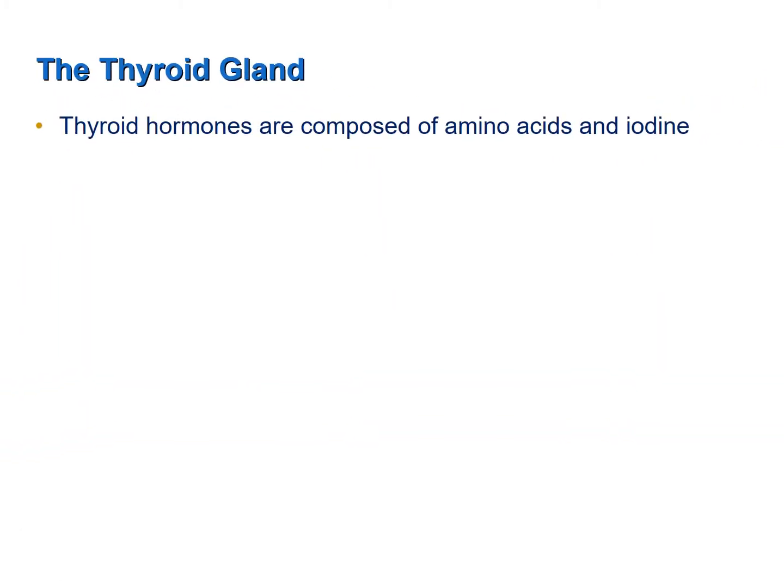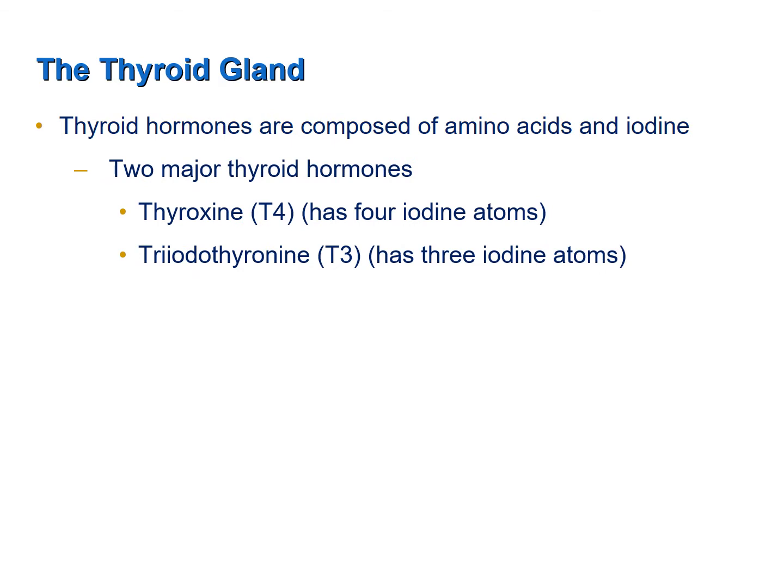Thyroid hormones are amino acids modified by the addition of several iodine atoms. So they are hydrophilic hormones. There are two major thyroid hormones, thyroxine or T4, which contains 4 iodine atoms. Thyroxine represents 90% of the thyroid hormones released by the thyroid gland. Triiodothyronine or T3 represents the other 10% of thyroid hormone released by the thyroid gland, and it is much more potent compared to T4.